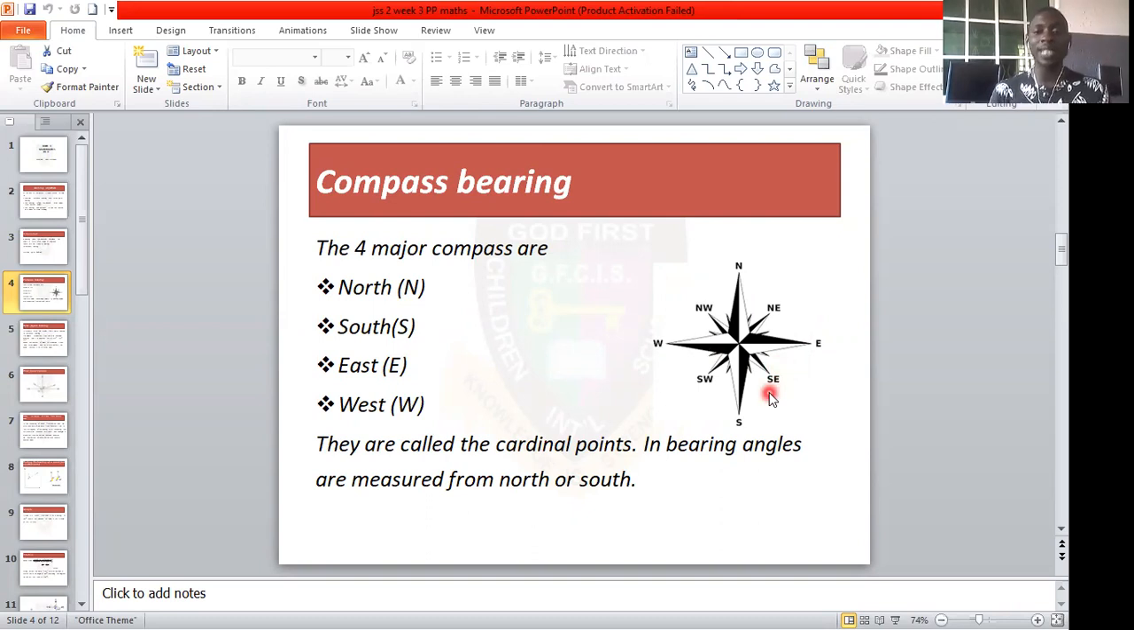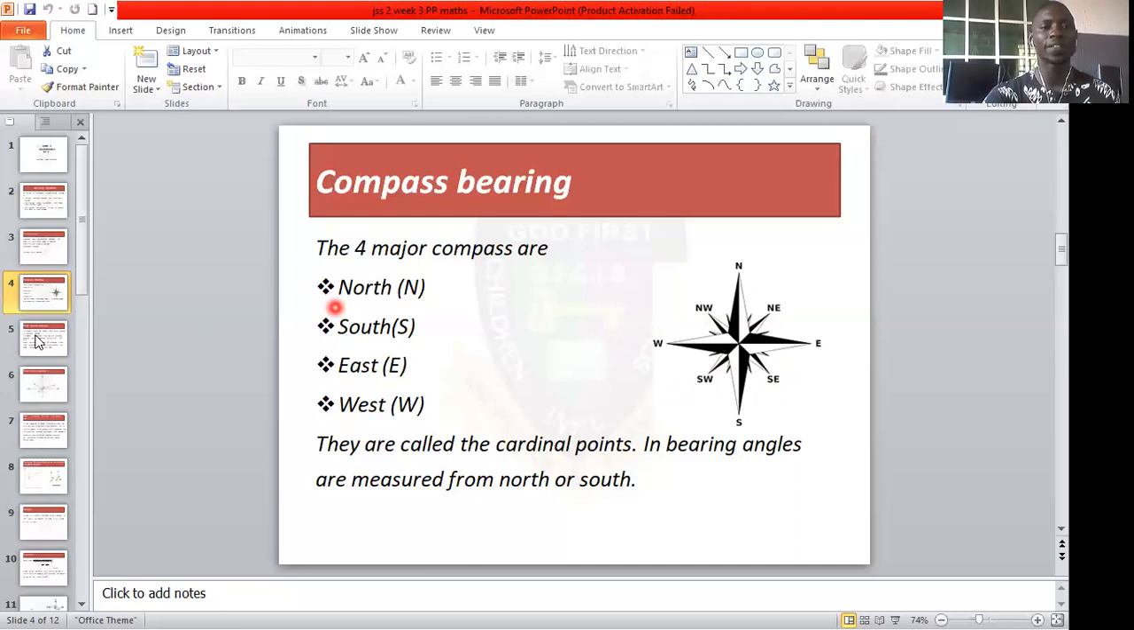We don't label east-south, because in compass bearing, angles are measured from either north or south. You don't say east-south. Either you start from the north or you start from the south. That is why we have northeast here, and the point between the cardinal points of south and east is southeast. The point between south and west is called southwest, and this is called northwest. So your bearing angles are measured from north or south. I believe you understand that.